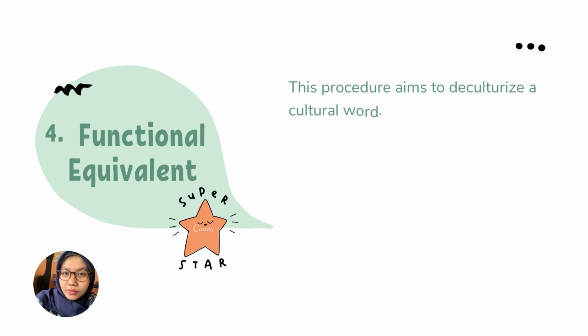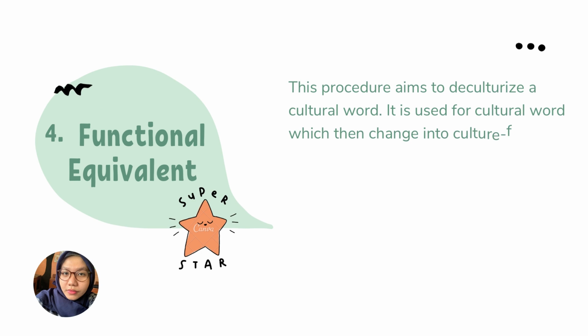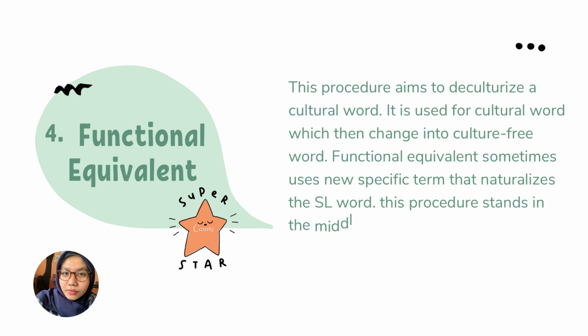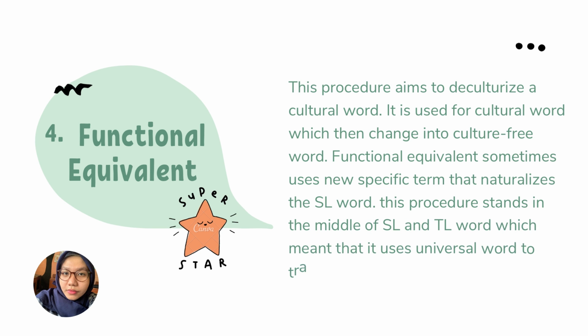4. Functional equivalent. This procedure aims to deculturalize a cultural word. It is used for a cultural word which is then changed into a culture-free word. Functional equivalent sometimes uses a new specific term that naturalizes the SL word. This procedure stands in the middle of SL and TL words, which means that it uses a universal word to translate the SL word. Newmark, 1988.